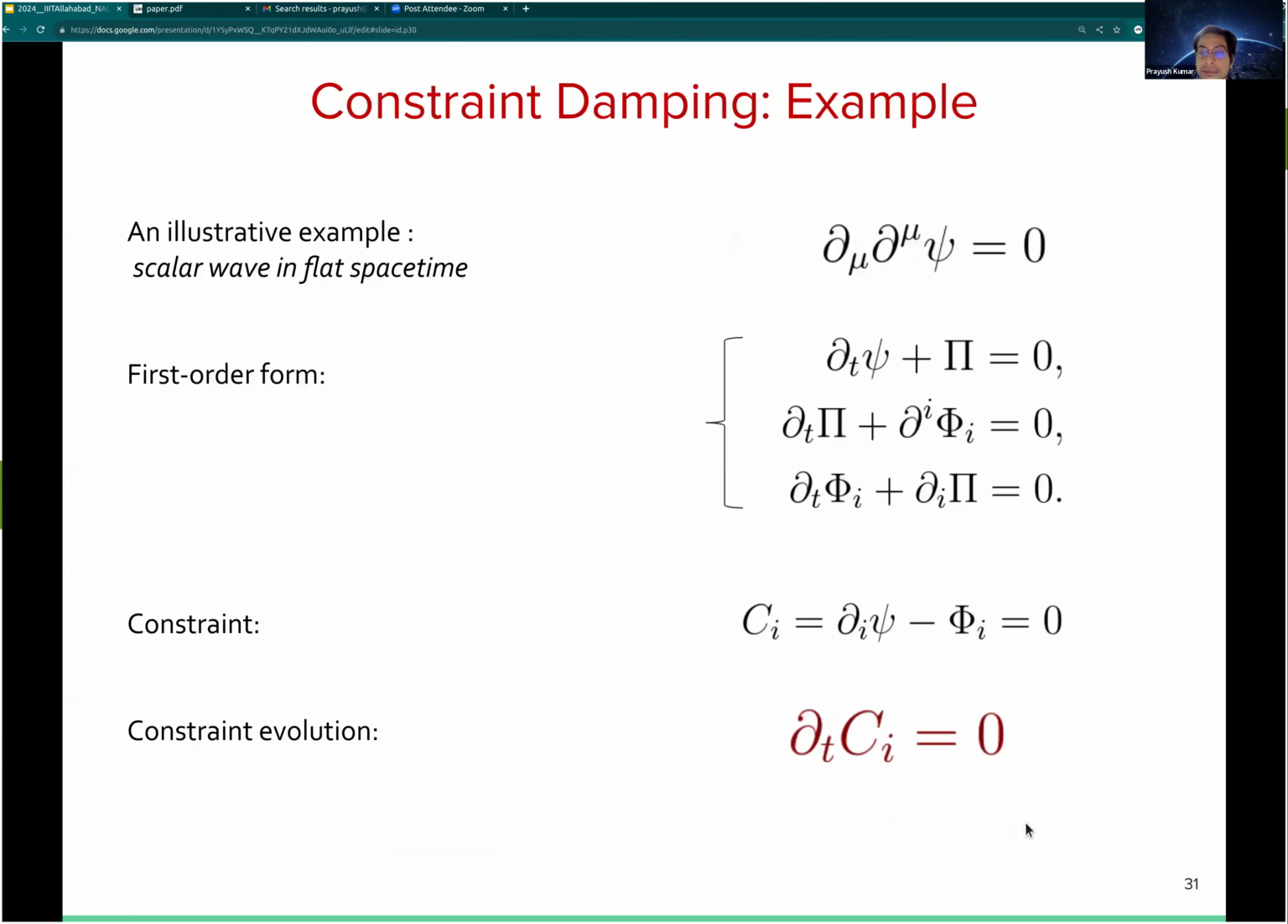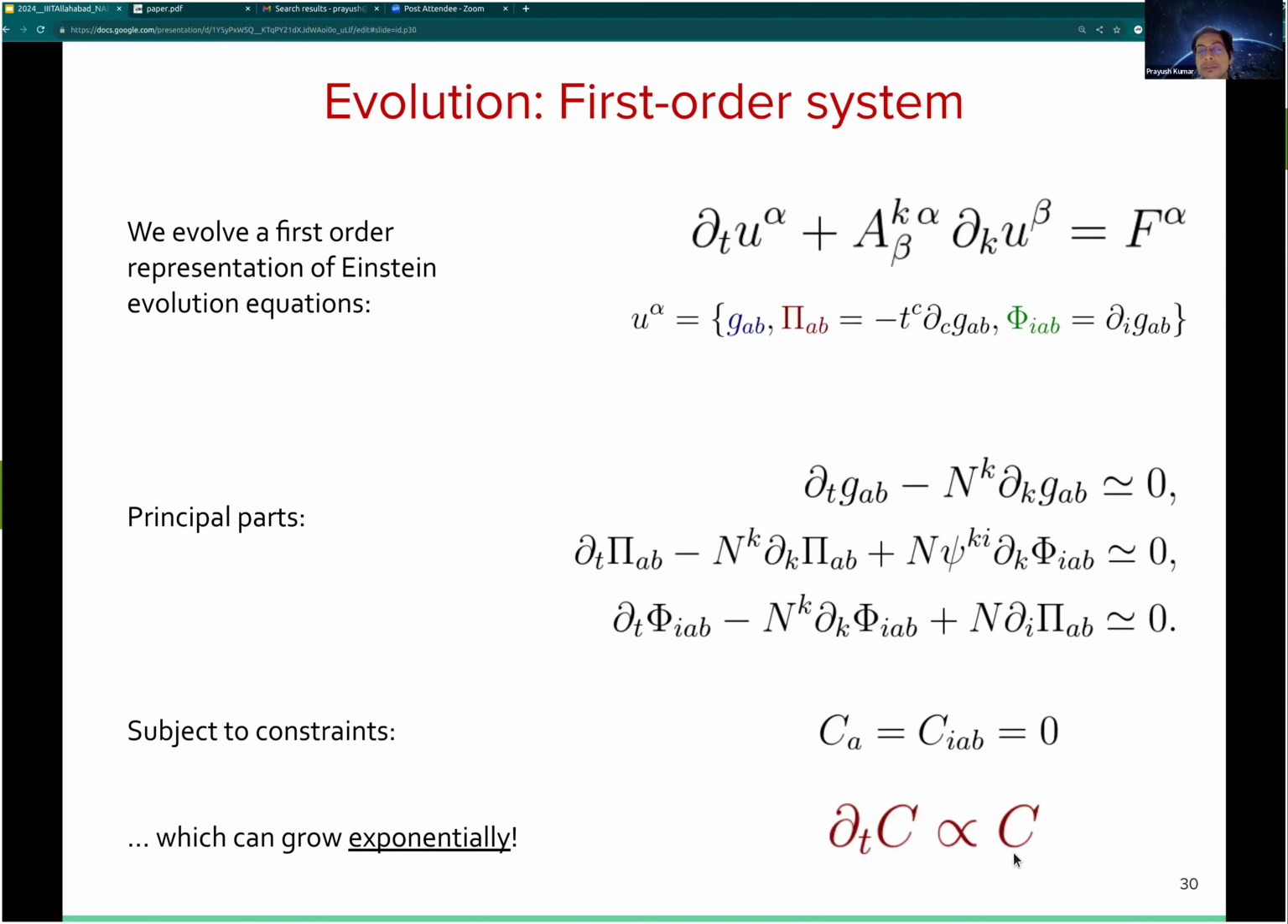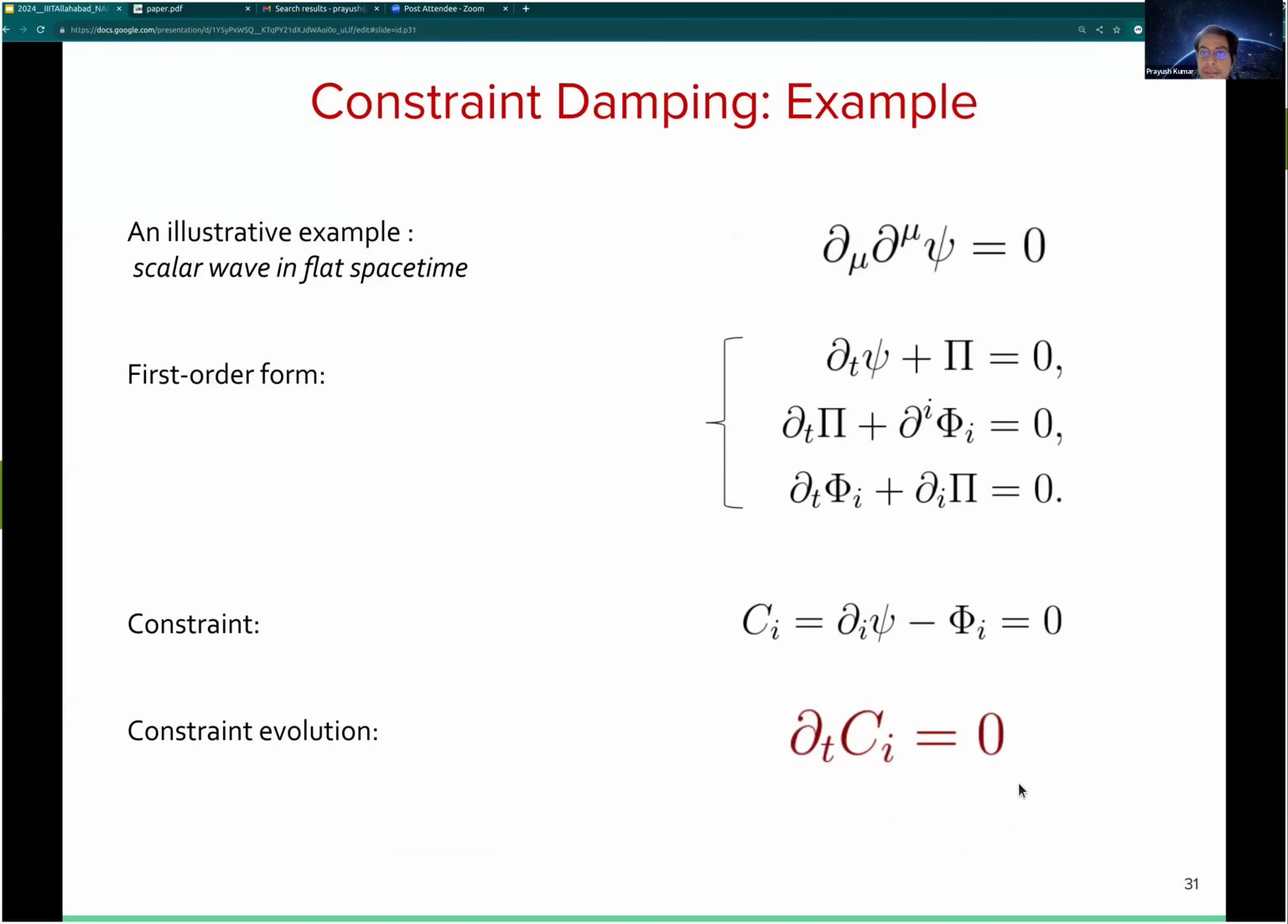And this is the term that was responsible for the exponential blow up of constraint violations for more than 3 decades or so. And controlling this term is what took the longest. It was one of the most formidable challenges in numerical relativity in the past, right? So how did we do it? How did people do it? In order to understand that, there's a procedure called constraint damping. I'm going to illustrate that using scalar waves in flat space-time.